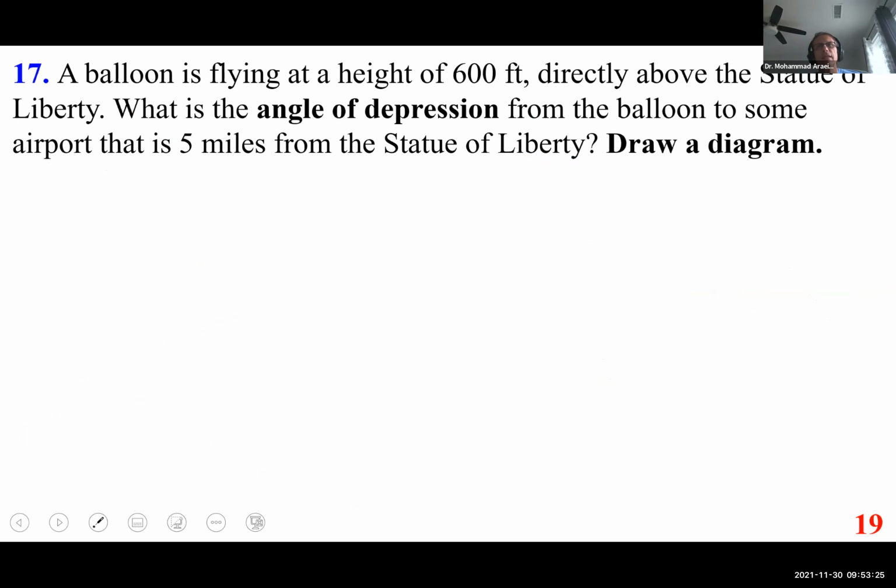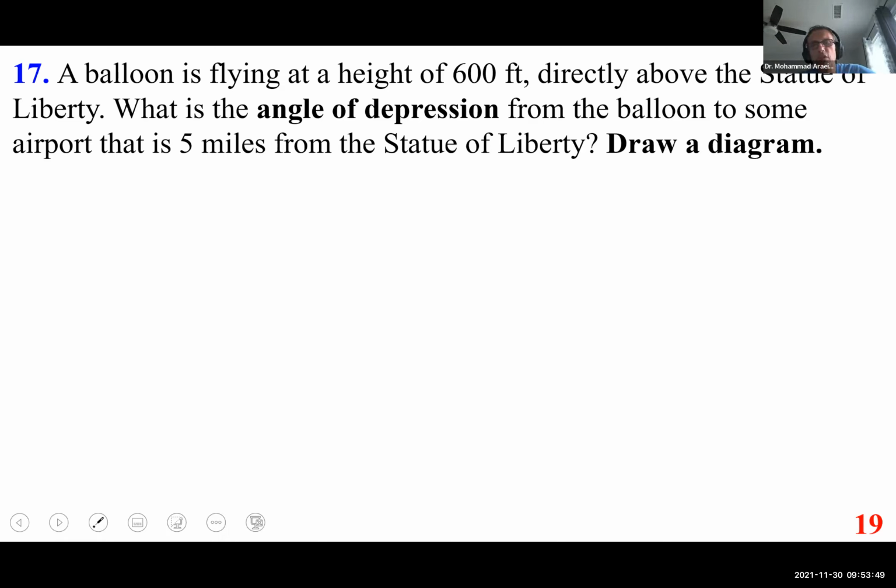Could you please read that? A balloon is flying at a height of 600 feet, directly above the Statue of Liberty. What is the angle of depression from the balloon to some airport that is 5 miles from the Statue of Liberty? Draw a diagram. Perfect. Again, it's all about the diagram. If we could do that properly, we can easily come up with the answer.